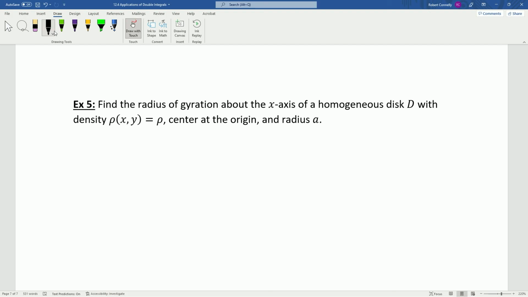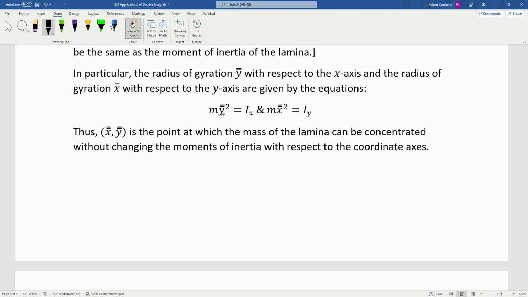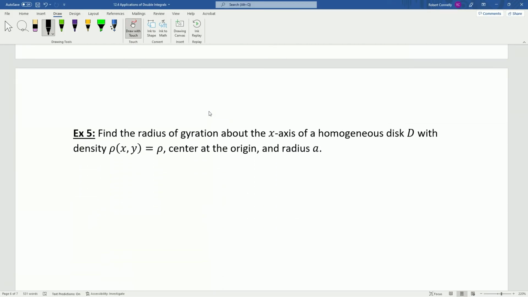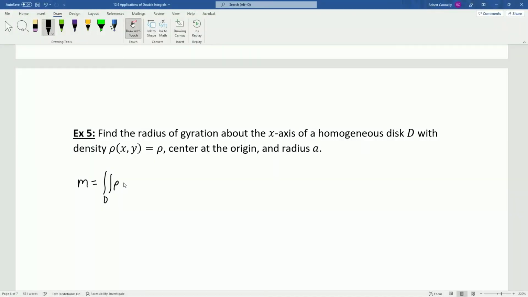The first thing to realize is that this problem is pretty similar to the problem that we were looking at before in example 4. So first, let's figure out what we need here. We need the mass, so that's m. Let's just calculate that mass. What's the mass? Well, it's the double integral of rho times dA.